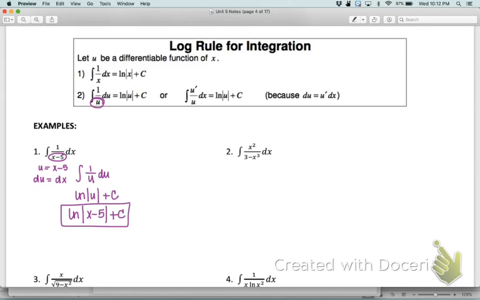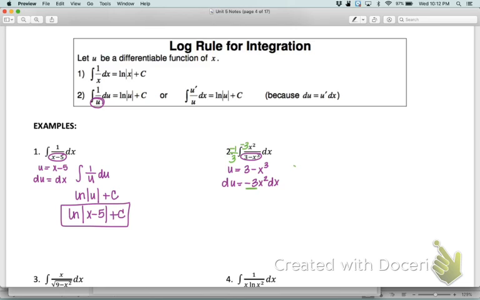Now, there's not like an inside and an outside like some of the ones we've seen before. So we're going to go ahead and use the whole denominator as our u. So u is going to be 3 minus x cubed. That makes du negative 3x squared dx. Now, again, we have to adjust for this negative 3 value. So basically what we do is we multiply by negative 3, which means we have to multiply by negative 1/3 outside to balance it out.